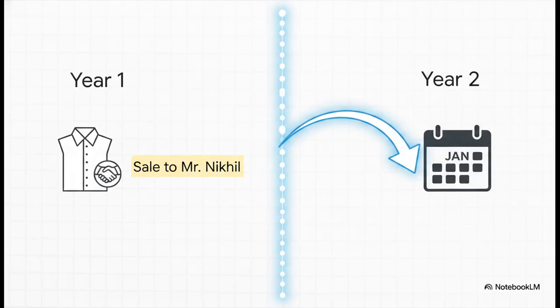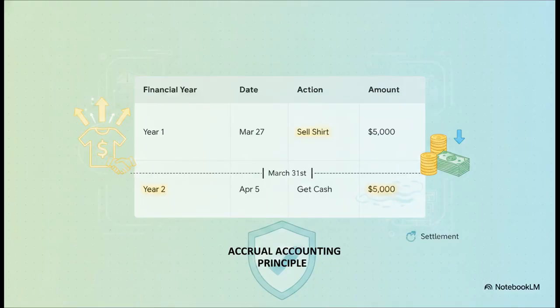Moving right along to rep number 2, crossing the financial year boundary. Let's see what happens when transactions cross massive financial deadlines. Let's fiercely track the logic on this one. Say your financial year ends on March 31st, okay? On March 27th, so still in financial year 1, you sell Mr. Nikhil a high-end shirt for $5,000 on credit. He then pays you the $5,000 cash on April 5th, which pushes us into financial year 2.